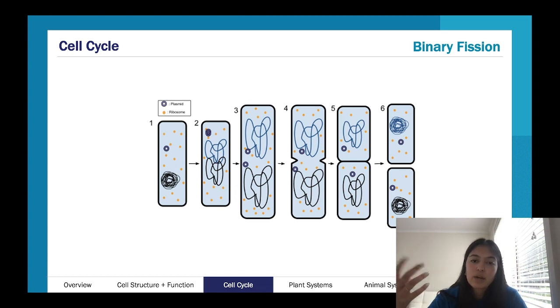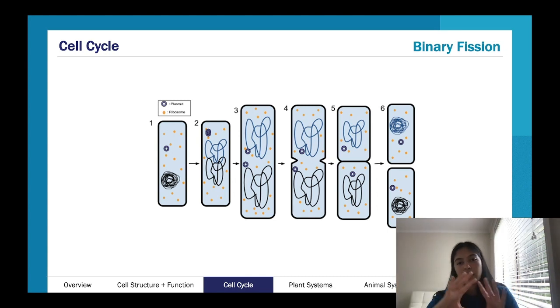The blue one is that now replicated. Again, they just go to either side, the cell splits in half, you have two cells. Very simple process. It's not as complex as mitosis, and it happens much, much faster.